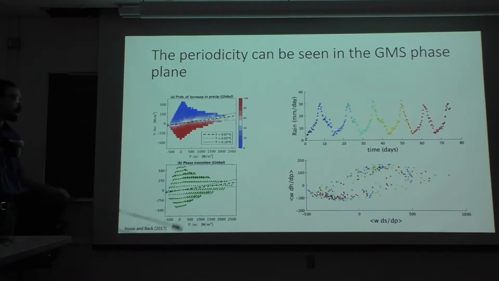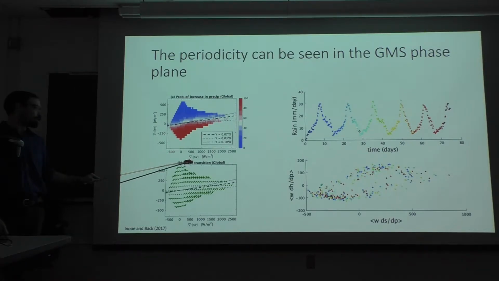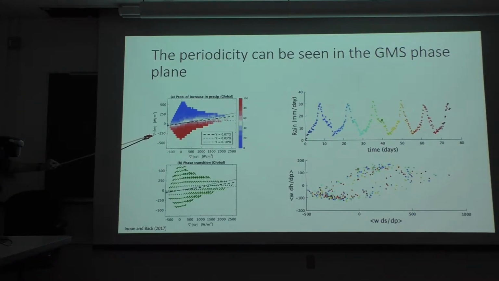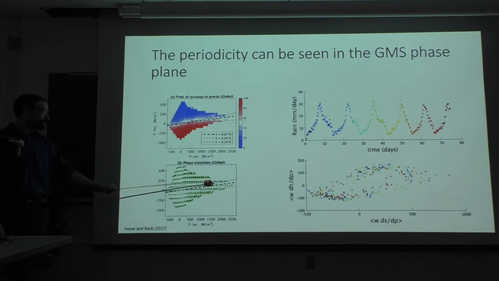You can look at this on the GMS phase plane, which, as a little refresher, you plot the convergence of dry static energy, which is essentially a measure of precipitation, and then convergence of moist static energy, which is how much energy you're importing and exporting into the column. And this plots nicely onto a phase plane, which predicts whether or not you're going to see increased precipitation, and it also tends to move around the phase.